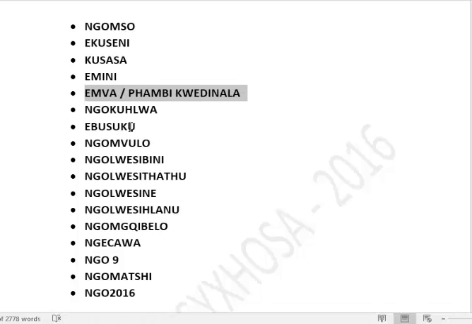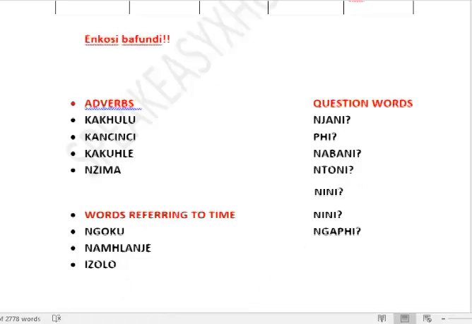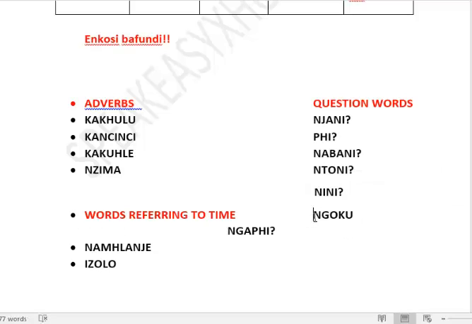ngokuhlwa, in the evening, ebusuku, at night, ngomvulo, on a Monday, ngolwesibini, on a Tuesday, ngolwesithathu, Wednesday, ngolwesine, Thursday, ngolwesihlanu, Friday, ngomgqibelo, Saturday, ngecawa, on Sunday, ngo-9 at a particular time, ngo-March in a particular month, ngo-2016 during a particular year, as well as the questioning words njani, how, pi, where, nabani, with whom, ntoni, what, nini, when, and ngoku, now, and the other one is ngapi, meaning how many.